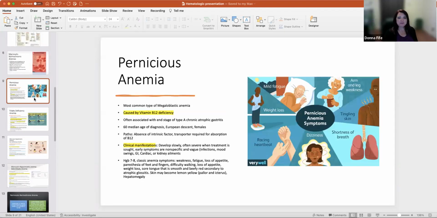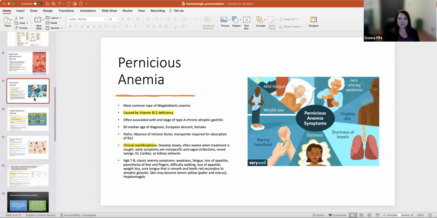Pernicious anemia is the most common type of megaloblastic anemia, caused by a vitamin B12 deficiency. It's often seen with end stage of type A chronic atrophic gastritis. Sixty years old is about the median age of diagnosis, and it is more common in those of European descent and in females. Pathophysiology: there's an absence of intrinsic factor, a transporter required for the absorption of B12.